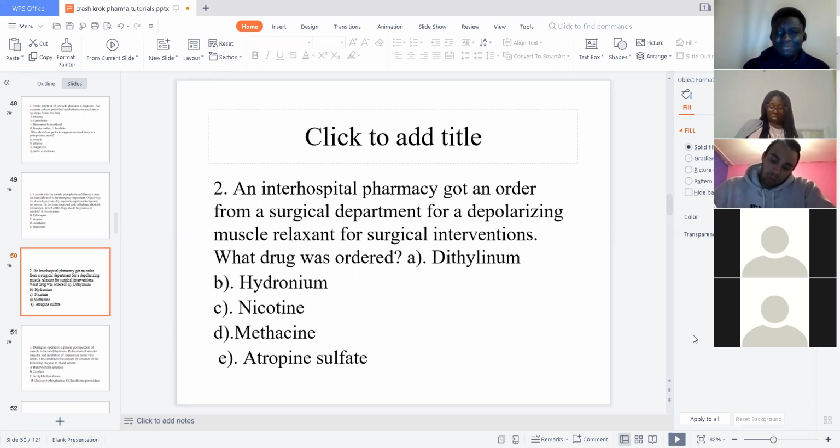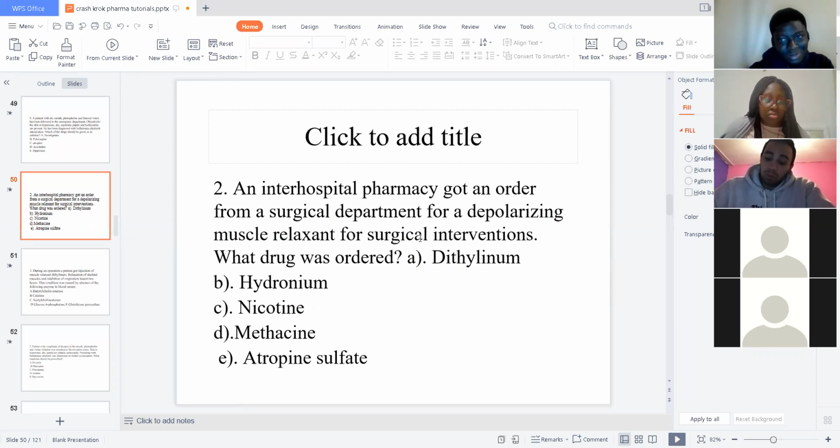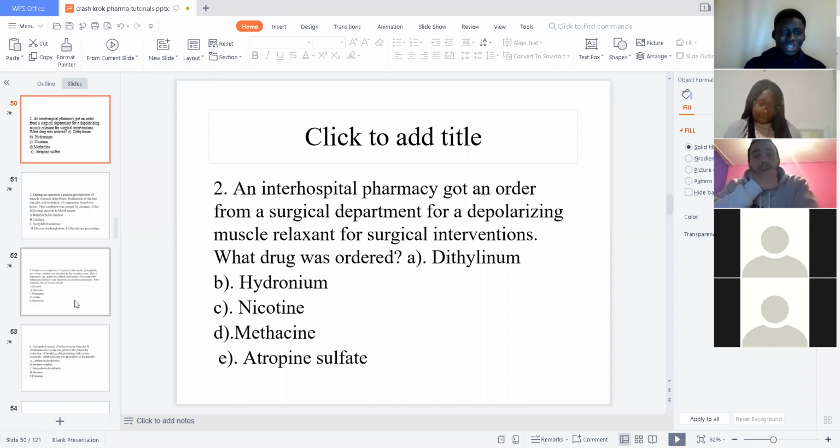Okay, Timmy, your question. An inter-hospital pharmacy got an order from a surgical department for depolarizing muscle relaxants for surgical intervention. What drug was ordered? That would be dicyclinium, A. Yes, that's correct. Good job.